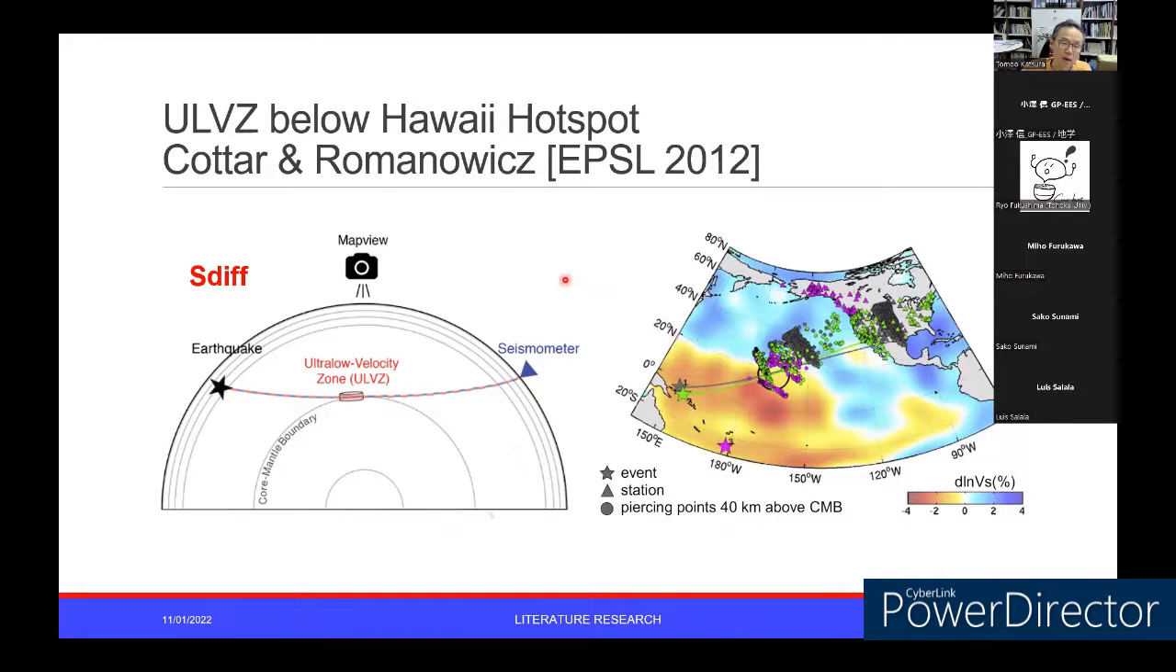Next study is Kotar and Romanowicz 2012. They observed an ultra low velocity zone below Hawaii, and they used S-diff wave phase. This is also a schematic cross section of the Earth, and the earthquake occurs here, and the wave propagates just above the core mantle boundary and is received by this observatory. And if an ultra low velocity zone exists, there is a delay of the seismic waves.